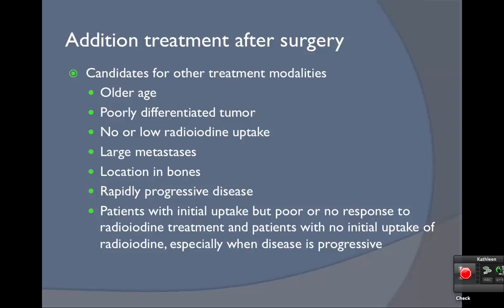Additional treatment after surgery, candidates for other treatment modalities: older age, poorly differentiated tumor, no or low radioactive uptake, large mets, location in bones, rapidly progressing disease, patients with initial uptake but poor or no response to radioiodine treatment, and patients with no initial uptake of radioiodine, especially when disease is progressive. Other treatment modalities consist of ablation, thyroxine suppression, chemotherapy, and treatment of metastases.